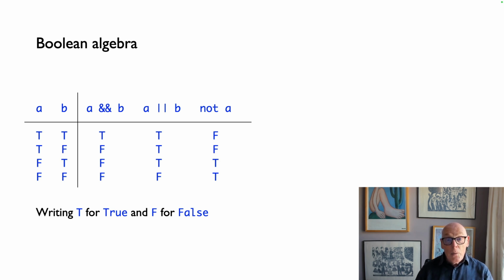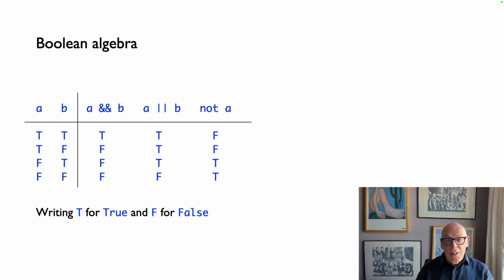Now you can see here that the value of A and B is true only when both A and B are true. The value of A or B is true when either A is true or B is true or both are true. And the value of not A is false when A is true and true when A is false. So those are the standard Boolean operators.